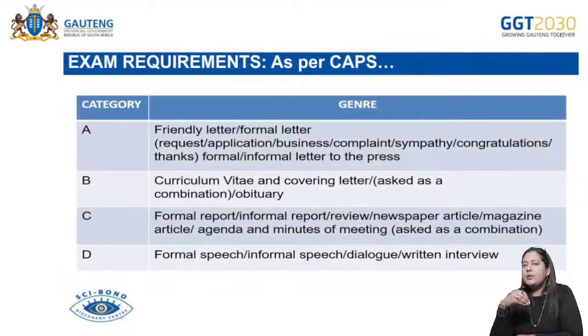All right. As per your CAPS document, which you've been working with your whole life in school, you have categories with regards to the transactionals: A, B, C, and D. So in category A, the genre would be very much focusing on your formal letters or your informal letters, okay, your friendly letters. We're looking at letters in terms of a letter of request for help, for example, or donations or sponsors.